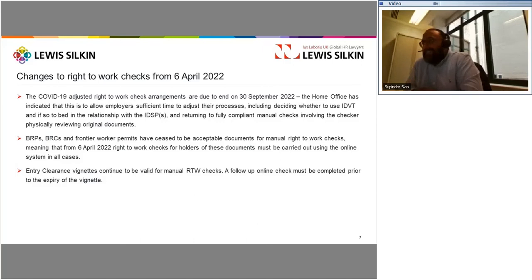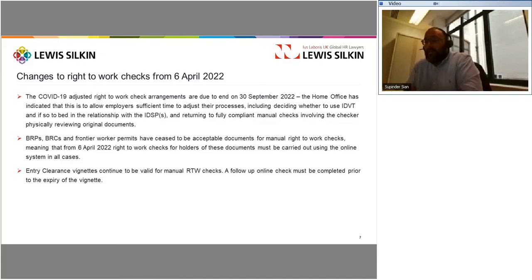But the big change which came into place on the 6th of April 2022 is online right to work checks. This is where your employee, a new employee or an existing employee who you're doing a follow-up right to work check for, where they hold a biometric residence card, a biometric residence permit, or a frontier worker permit, will be required to issue you a share code. So they'll log onto a Home Office portal, put in their details, and that will give you a share code. You then log onto a Home Office database with that share code, and you will independently see a document with the applicant's picture, their name, their immigration permission, expiration date, and so on. And that will be your right to work check. So you'll download a PDF of that, and that will satisfy your statutory excuse.